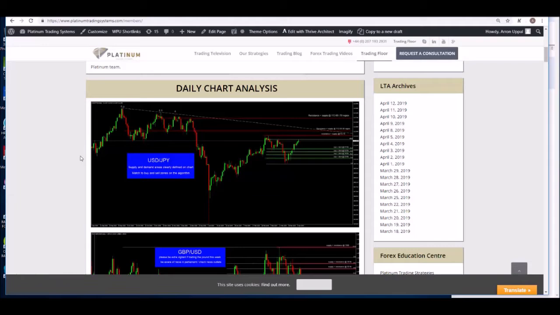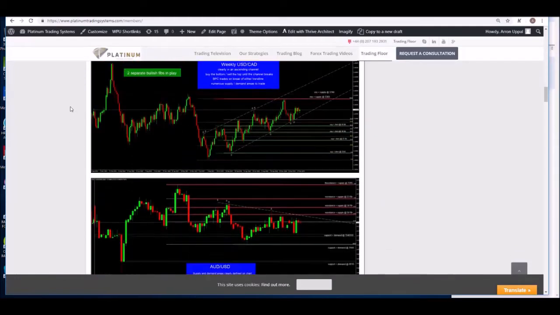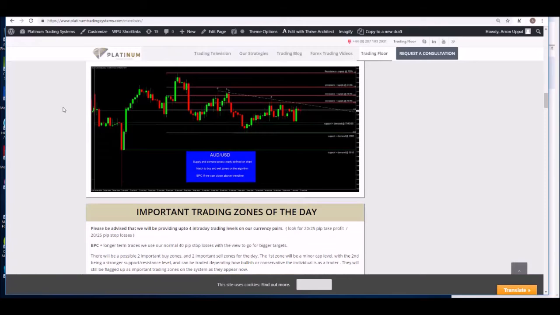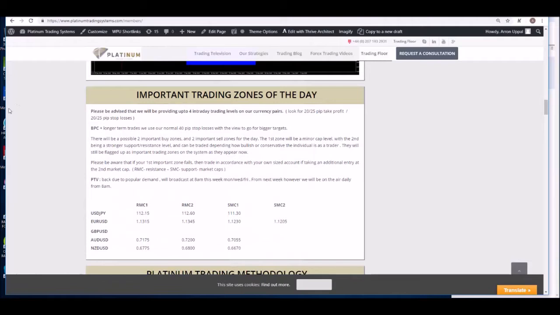And in addition to the algorithm, we have one-to-one mentoring, which we provide on a weekly basis to all of our clients. So coming to the members area, we have our daily chart analysis here, which we provide for each currency pair each week. Different chart every single week. And then we have our important trading zones, which are our intraday trading levels, which we provide every single day. So you get a minimum of 3 to 4 trading levels per currency pair per day, and at least one daily chart per currency pair per week. So you should be getting lots of trading opportunities to take.